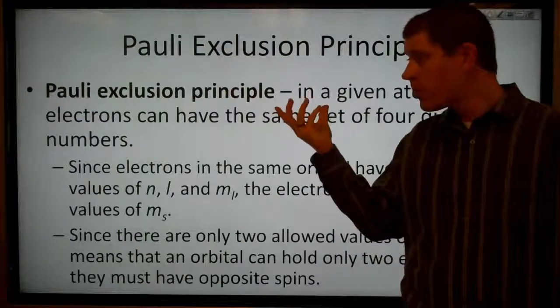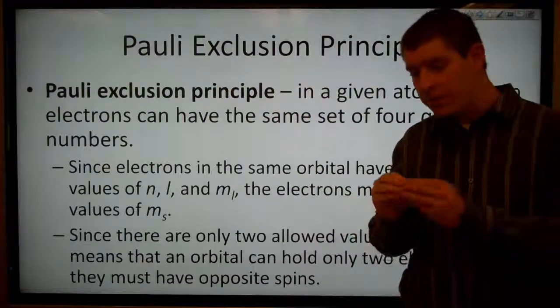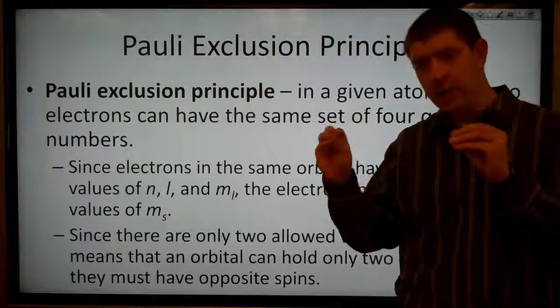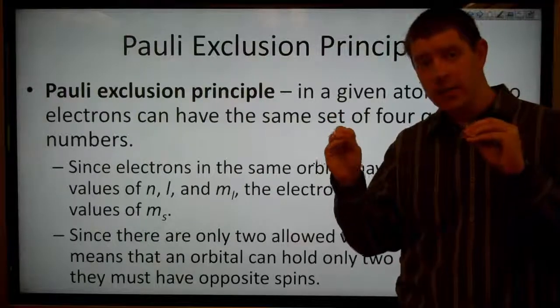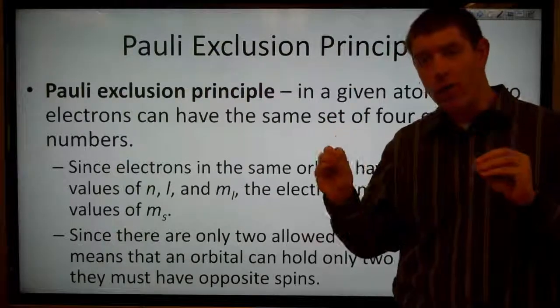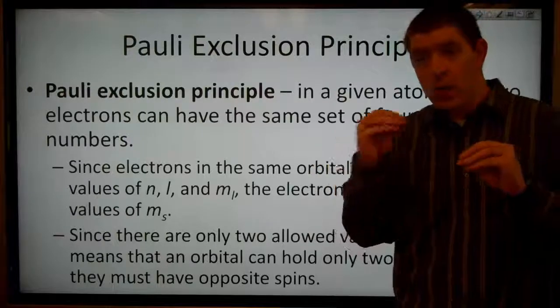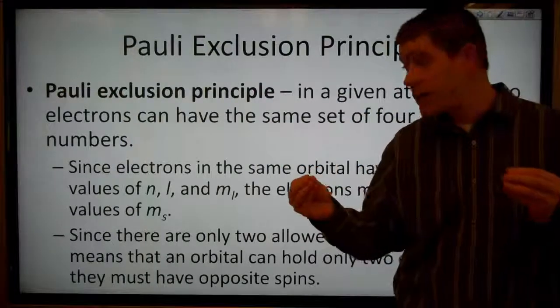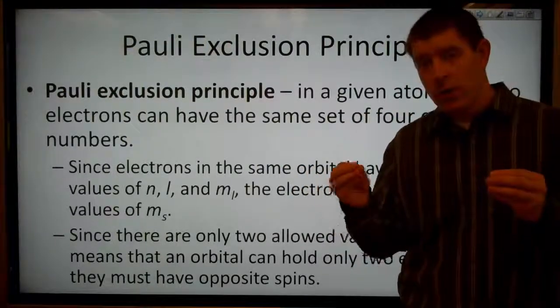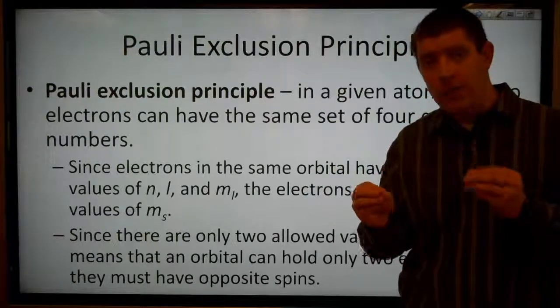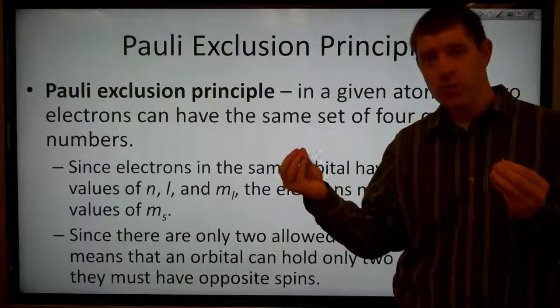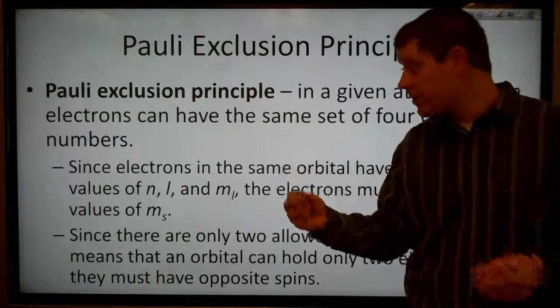And the Pauli exclusion principle is saying that no two electrons in the same atom can have exactly the same value for all 4 of those. Now, any one of them could be the same, or 3 out of the 4 could be the same, but one of those 4 quantum numbers has to be different for 2 or more electrons.